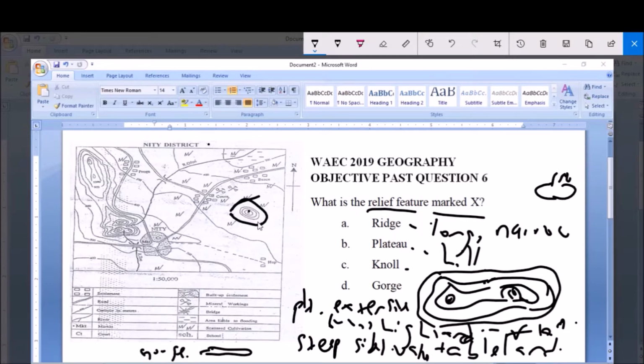Now, looking at the relief feature given to us, it best describes a plateau, because the contour lines that are used to represent a plateau are usually multiple, more than one in number, and the top is usually not perfectly rounded. So the correct answer is B, plateau, and the rest are incorrect.